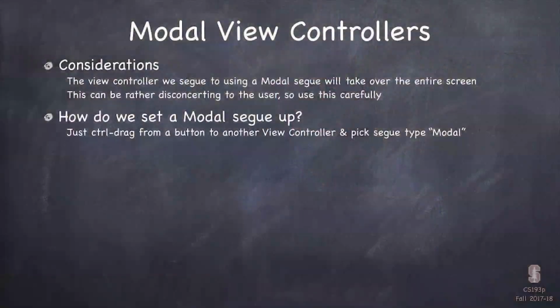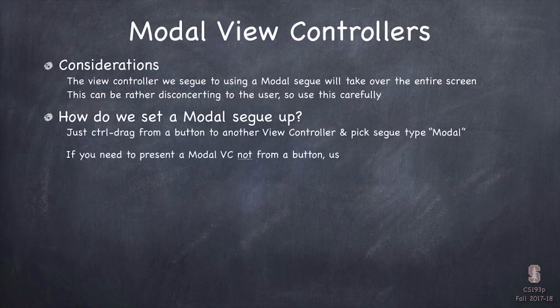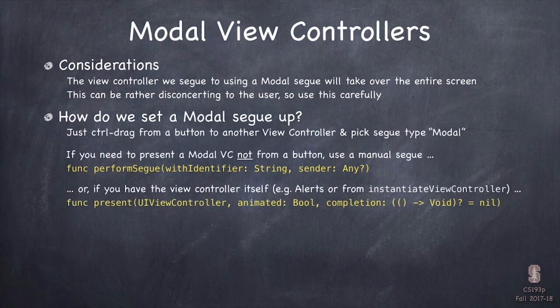Okay? So how do we set up a modal segue? Exactly the same as all our other segues. We just control drag. Of course, we can present it from code as well with perform segue with identifier. And we even learned in last lecture how to present a view controller not with a segue in a modal fashion, which is the present method in view controller. That's how we got our emoji art document on screen when it was chosen. And so you know all of that.